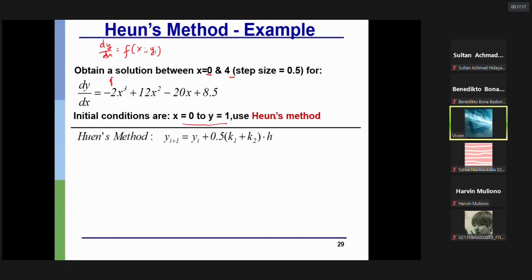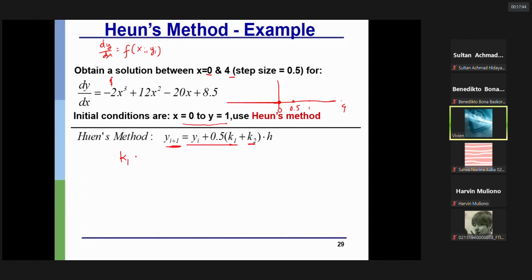Use Heun's method. So this is Heun's method. When we want to calculate the value at 0.5, for example, we will do marching from x0, 0.5, 1 up to 4. So we will do marching from 0 to 0.5. Now, when we want to calculate 0.5, it means we need to find the value of k1 and k2 first.